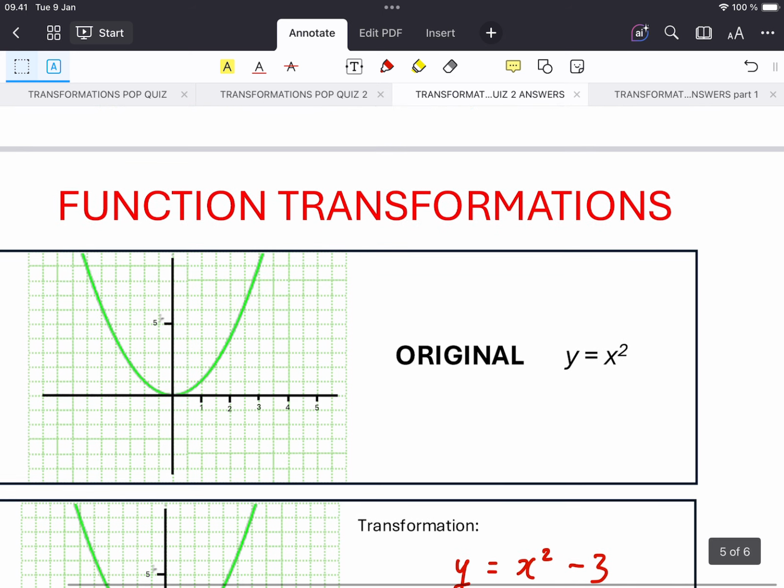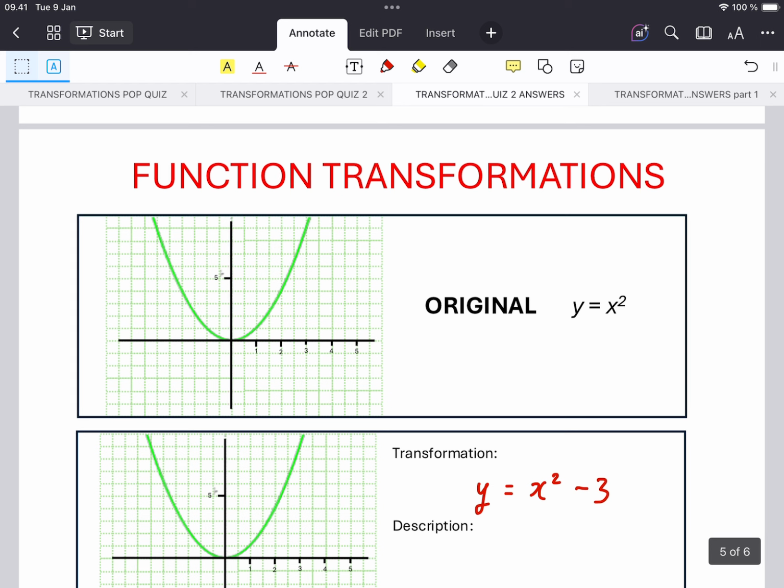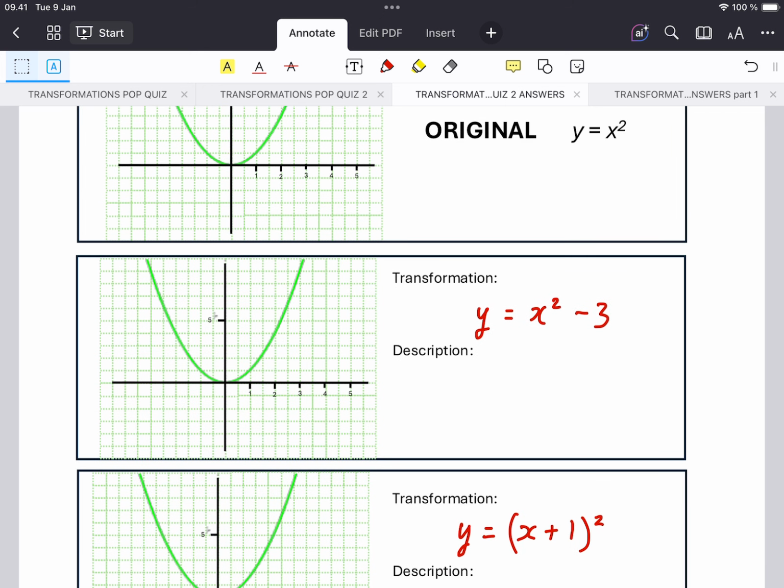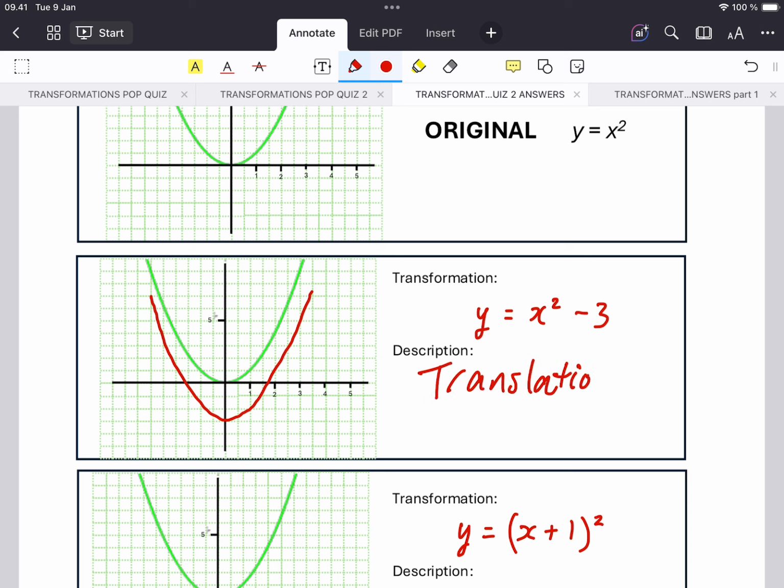Okay, next one. So now it's applied to some actual quadratic functions. So there's the original y equals x squared, and we want to do y equals x squared minus 3. So that's just shifting it down by 3 units. 1, 2, 3, down by 3 units. It's a translation by (0, -3).